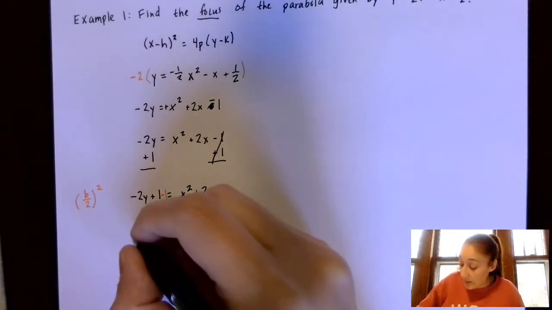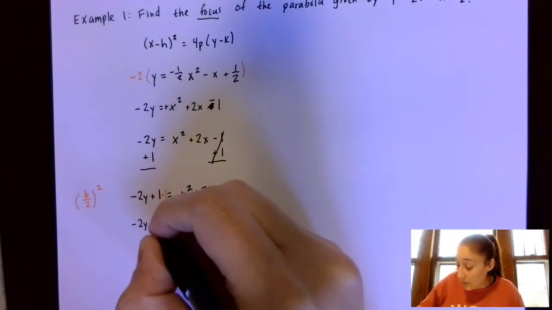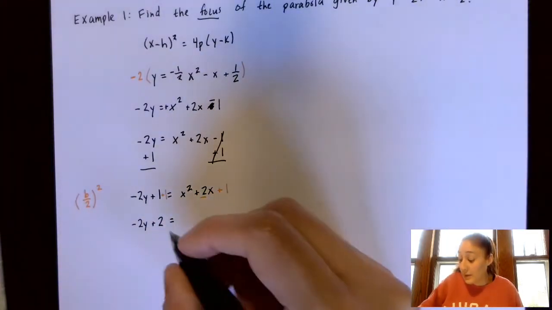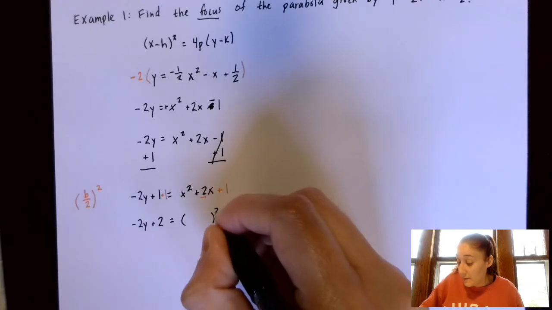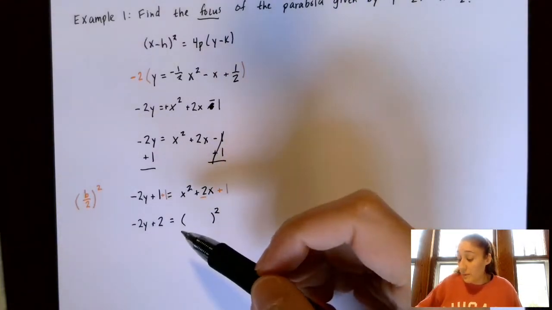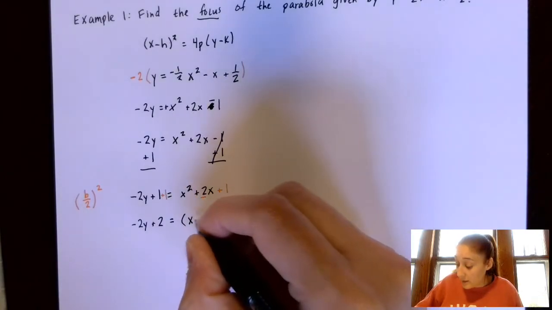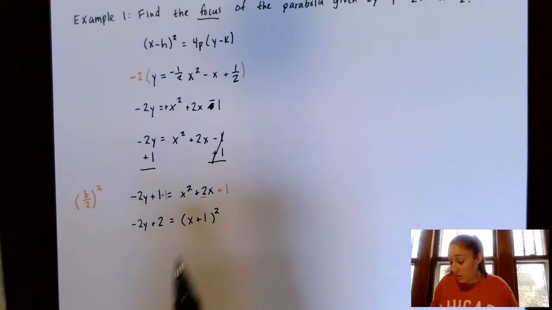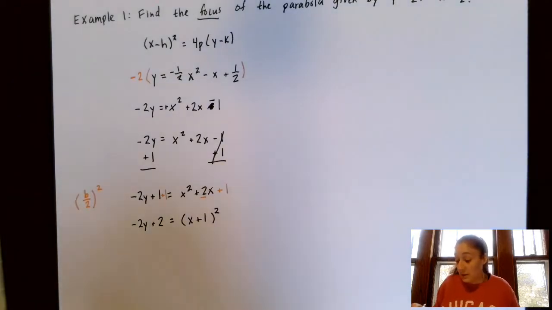So now on the left side, we have negative 2y plus 2. And on the right side, I'm going to go right ahead and just factor that. All right, I'm going to have two binomials that are x plus 1. Right, that's just factoring. Okay, so you can distribute that if you wanted to, and you would get that exactly.